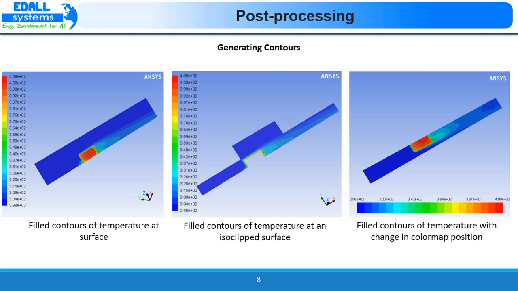The first figure just shows a filled contour of temperature at the surface. The next contour is a filled contour, but it has been cut out between rectangles. So that is an isoclip surface. This contour is plotted at an isoclip surface. Then in the next contour, we can see that the color map has changed from vertical to horizontal at the bottom. So all these changes we can make, and we can play with the contour options.